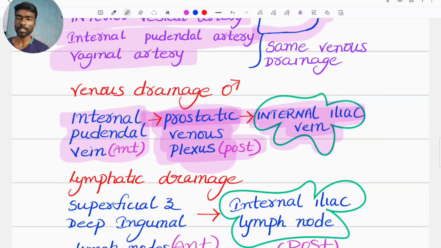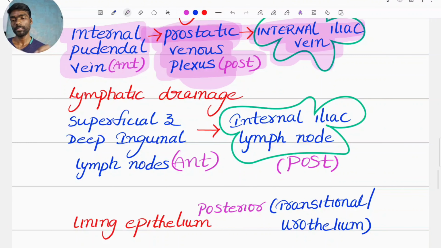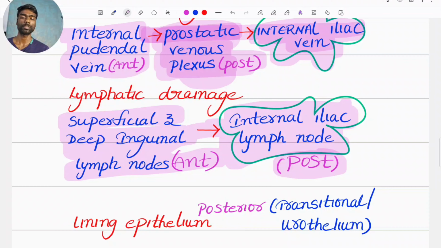Here this prostatic venous plexus also communicates with the valveless venous plexus called Batson's venous plexus of the vertebra. Hence, any cancer of the prostate can easily metastasize to the vertebra through Batson's valveless venous plexus. Then lymphatic drainage, same. Anterior urethra drains to superficial and deep inguinal lymph nodes, which drain to internal iliac lymph nodes. Posterior part of urethra drains directly to internal iliac lymph nodes.